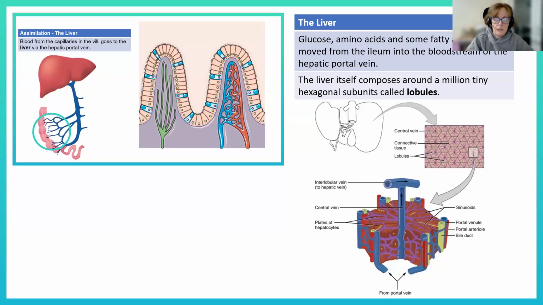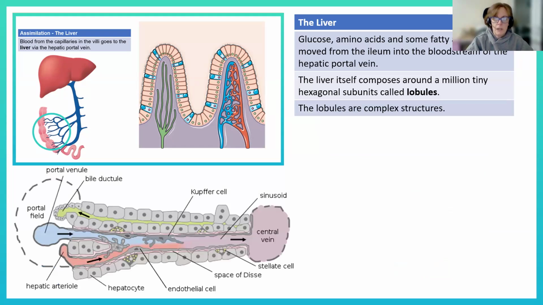If you've eaten stuff like paracetamol or alcohol, it will help to remove these toxins from your blood. The liver is a really big organ, actually. It's tucked just underneath your ribs. And if you look at it at a smaller level, it's made up of these hexagonal subunits called lobules, depending on how you want to pronounce it. They are pretty complex structures. This is the diagram that you have.